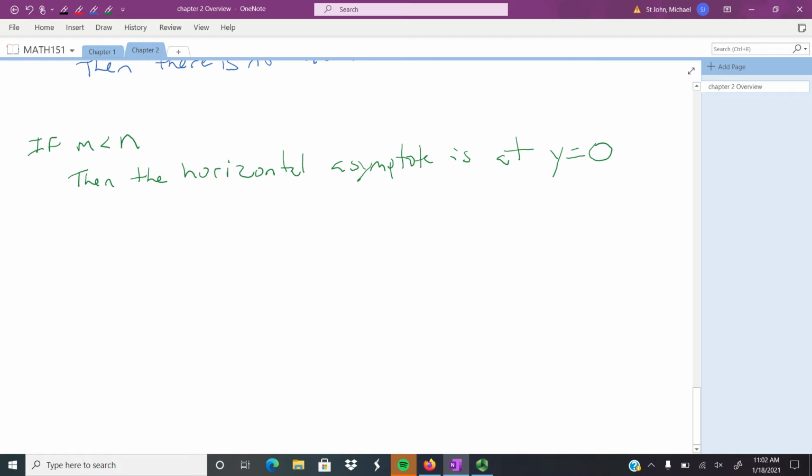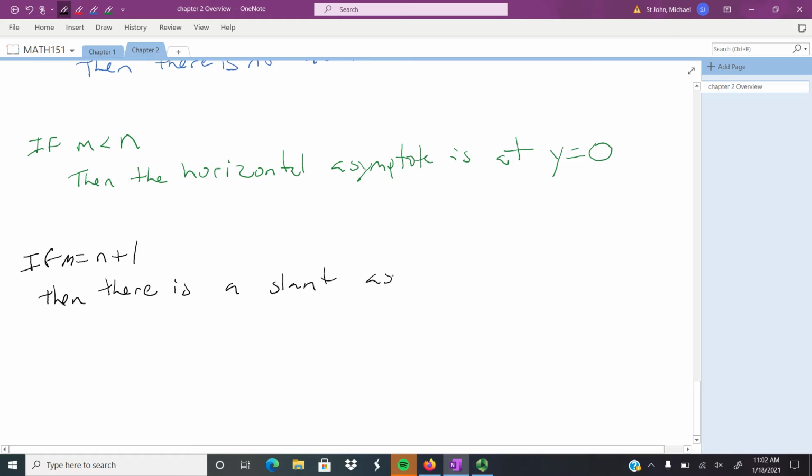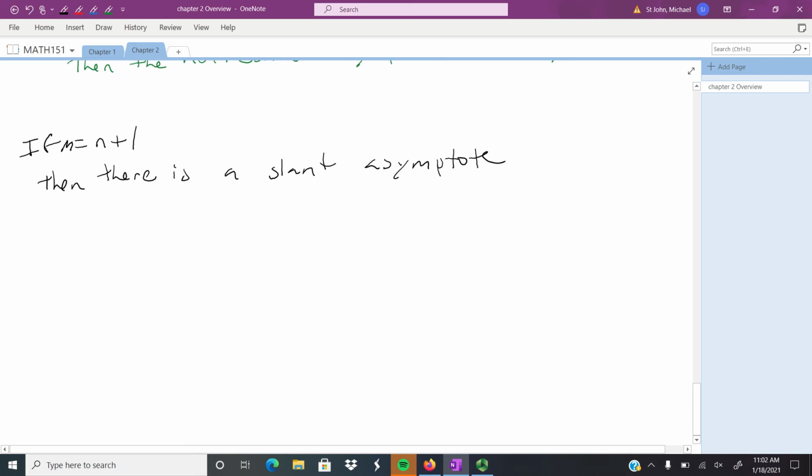And then there is another case they talk about, and that is if m is equal to n plus 1, then there is a slant asymptote. Okay. So let's look at some examples then.